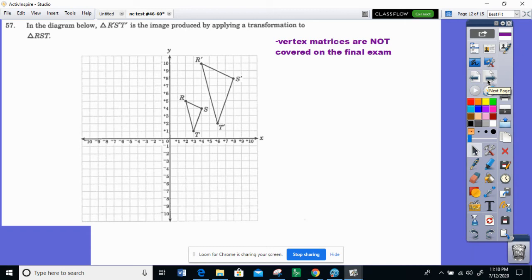Number 57. We're not going to dive into the answer choices on number 57 because vertex matrices are not covered on the final exam. What I did want to show you is that this appears to be an enlargement. What kind of enlargement we can see when we get the coordinates for points T, S, and R.